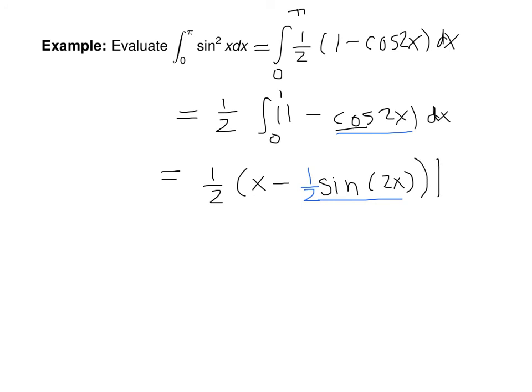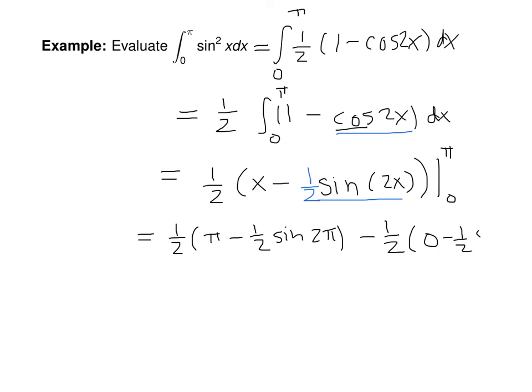Evaluated from 0 to pi, that gives us 1/2 times pi minus 1/2 sine of 2 pi minus 1/2 times 0 minus 1/2 sine of 0. Sine of 2 pi is 0, sine of 0 is 0, and this is just equal to pi over 2. So the area under the sine squared curve between 0 and pi is pi over 2.